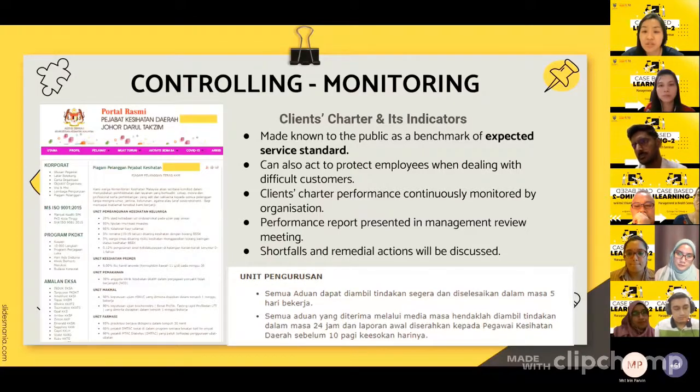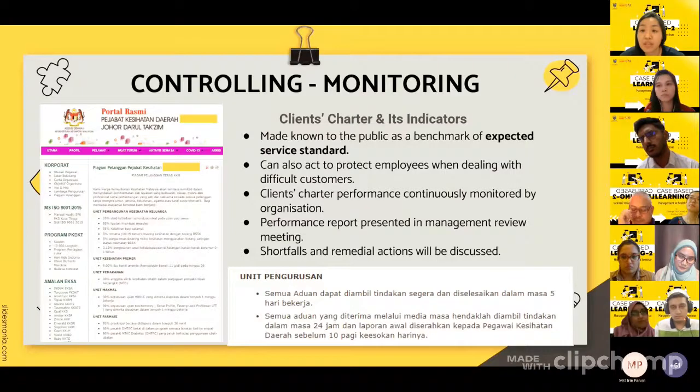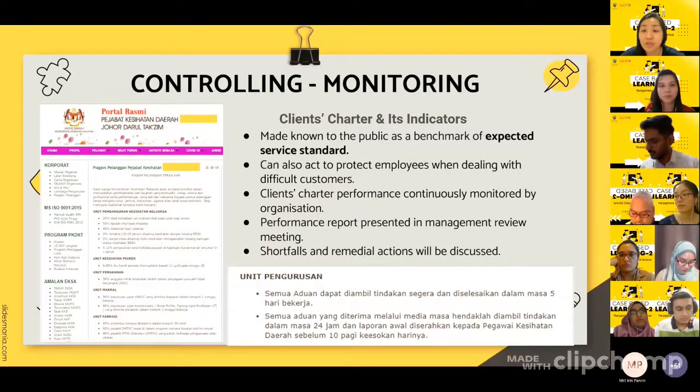Usually, the standards of service are those that meet the client's needs and preferences. In simpler words, it is a written policy that communicates the organization's commitment to our clients. On the other hand, a charter also gives a standard against which to measure employees' performance and protects employees when dealing with difficult customers. Therefore, it is important to ensure it is made known to the public as a benchmark of the expected service standard. At the same time, all our staff must be aware of our own organization's client's charter.